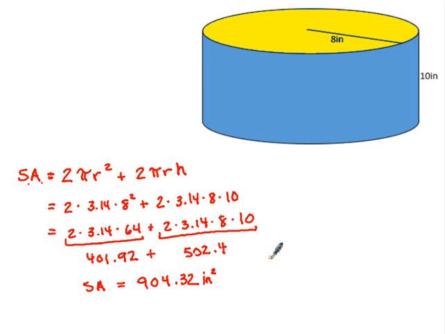So the key really to do this kind of problem is make sure you're very familiar and comfortable with your equation, take the given values, plug them into the equation, and be careful with your order of operations as you arrive to an answer.